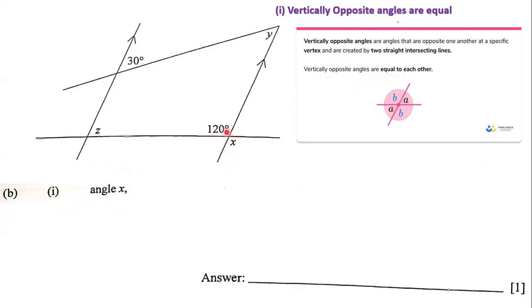And so if we look at these two angles, angle X and the angle whose size is 120 degrees, these two angles are vertically opposite angles, which means that they are equal. So if the size of this angle is 120 degrees, that means that the size of angle X is also 120 degrees. And so X is equal to 120 degrees because vertically opposite angles are equal.